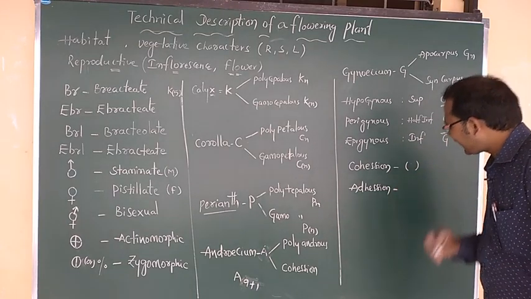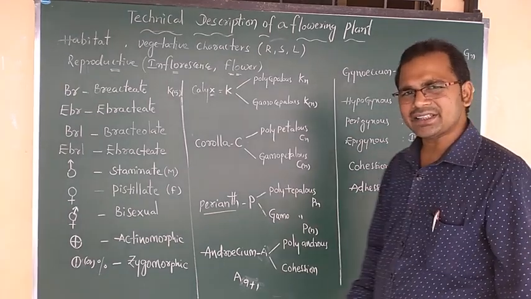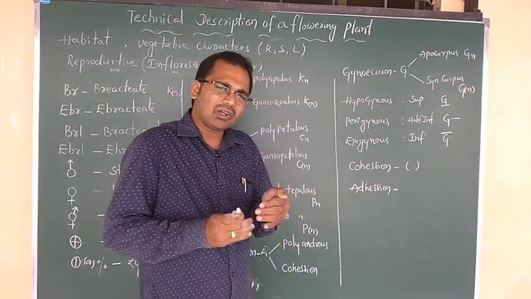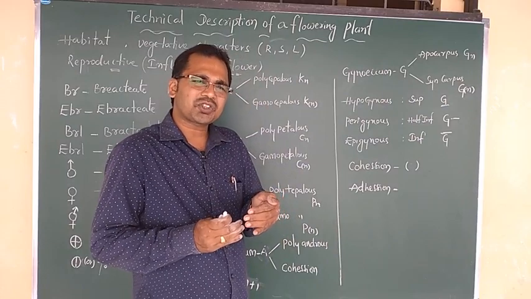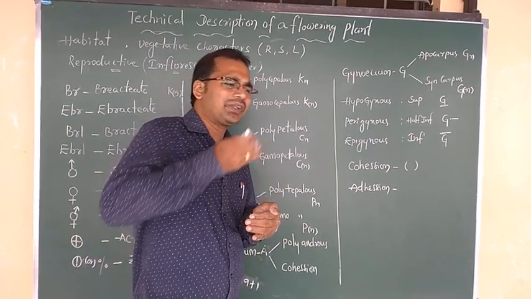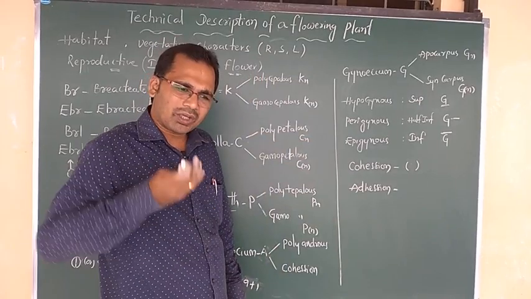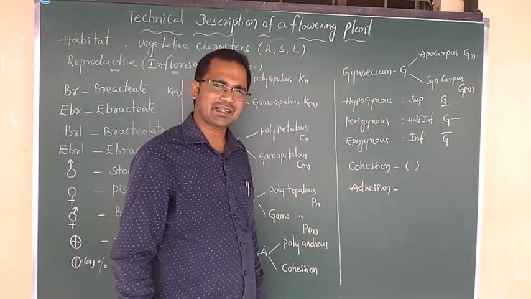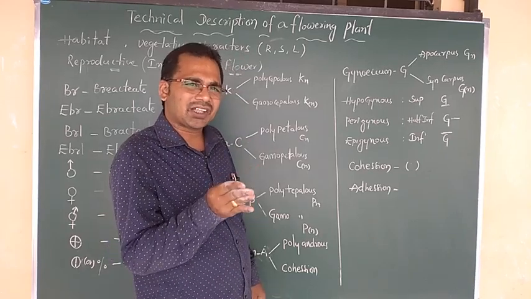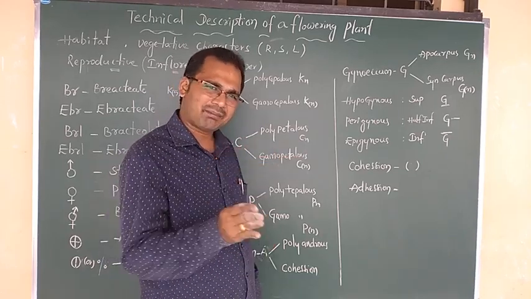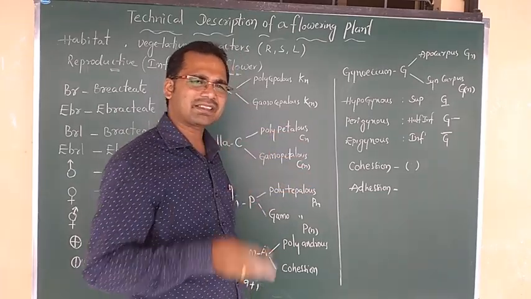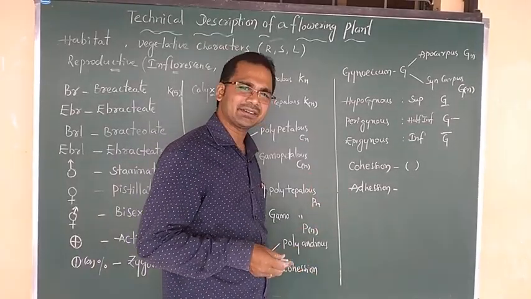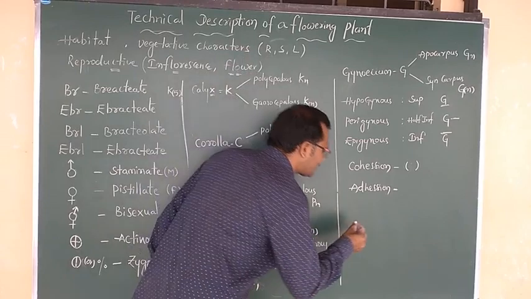Adhesion, adhesive. What is adhesion? One whorl is attached to another whorl. That we call adhesion. For example, stamens are attached to the petals, or stamens attached to the carpels. That condition we call adhesion. That's why we use certain symbols.